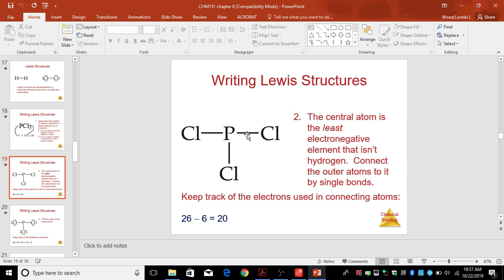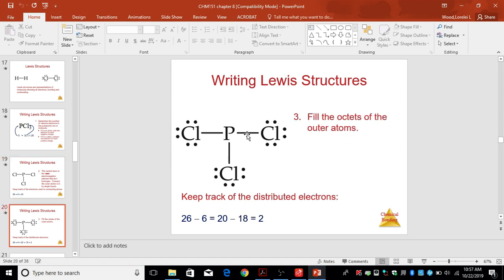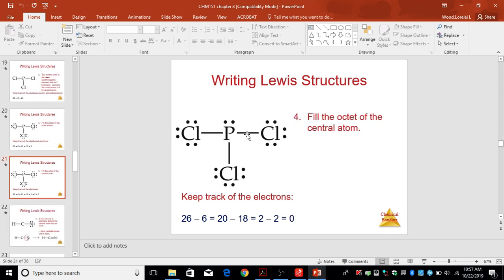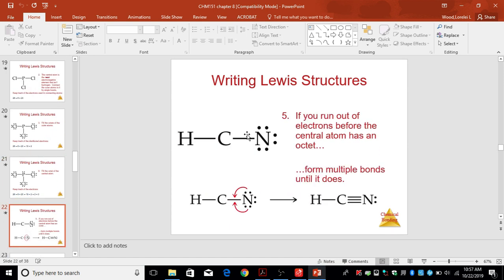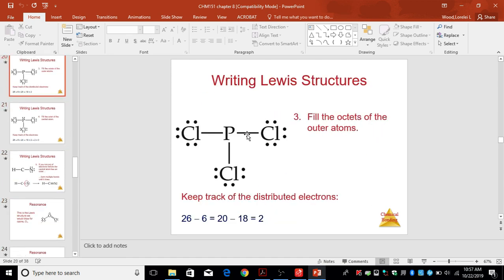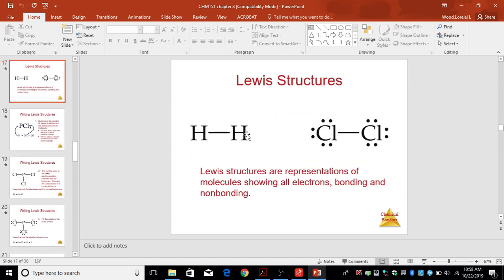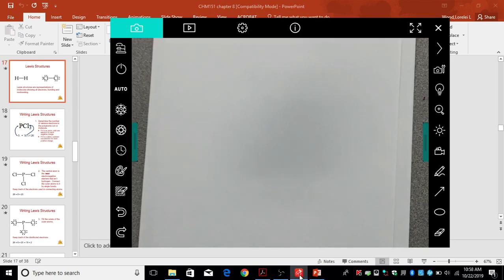The central atom is usually the least electronegative element, so that's where your trend is going to come in. Generally, the most likely elements are going to be carbon first as a central atom, then nitrogen second most likely, then oxygen, and we'll talk about why in just a minute. Fill the octets of the central atom. And so let's go through these rules. I'm going to summarize the rules a little bit differently on the ladybug as we go through some examples.